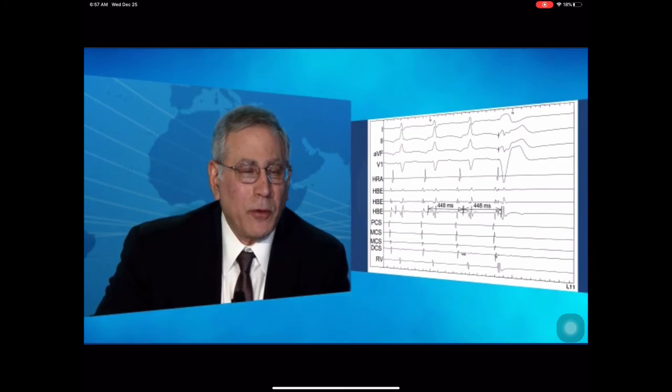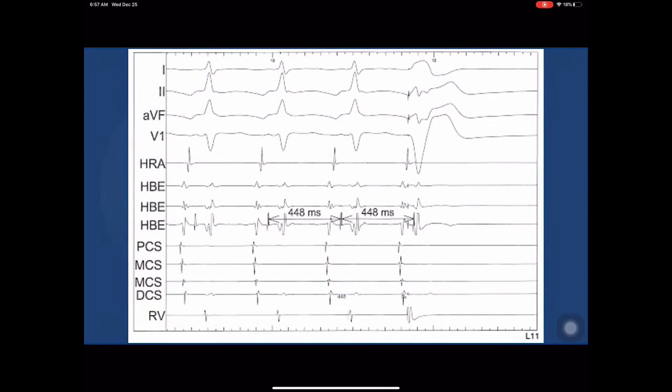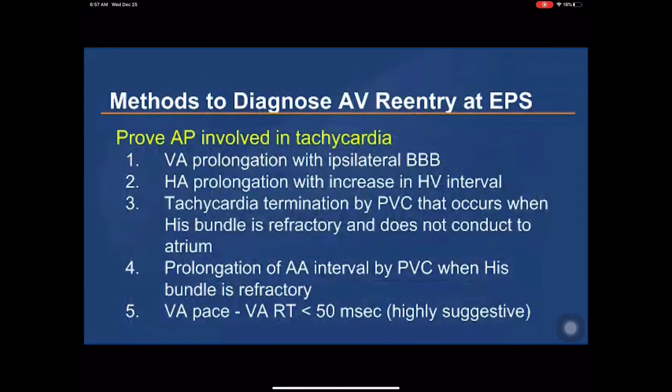You know you've ruled out atrial tach and AV node reentry. Guess what? You only have one other option, and you're right. It's WPW reentry. So let me show you this as my final part of this presentation.